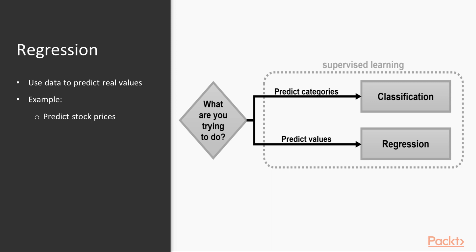Whenever we use the data to predict real values, that supervised learning is called regression. A good example of this is when we try to predict stock prices.